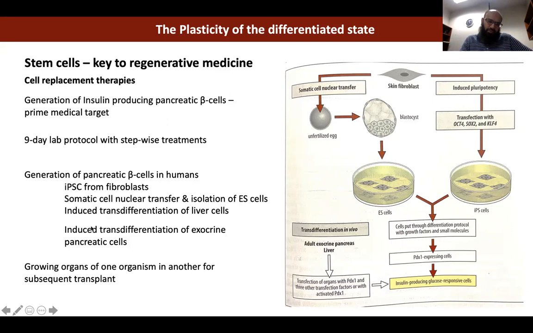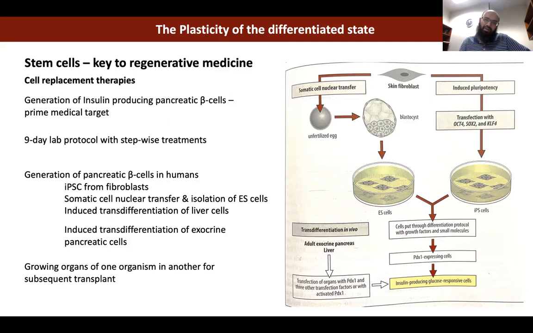And another approach for the cell replacement therapy is to grow organs of one organism in another for subsequent transplant. This is, I think, quite a futuristic approach, and not a lot of trials have been done on this, but it is, of course, theoretically possible. It also has a lot of ethical issues, because of course you have to kill the other organism.